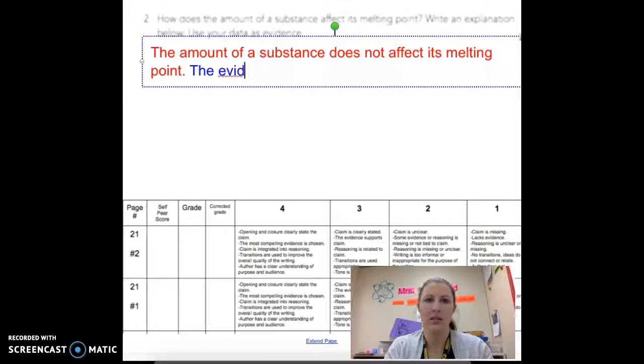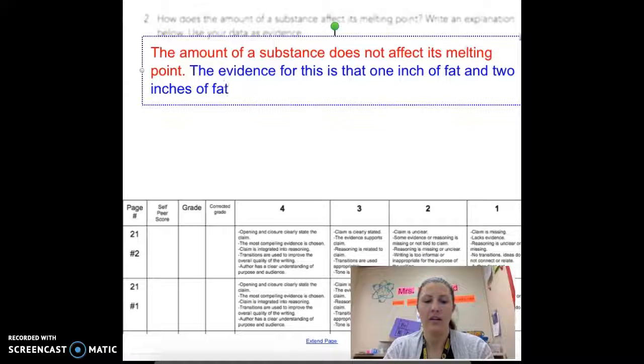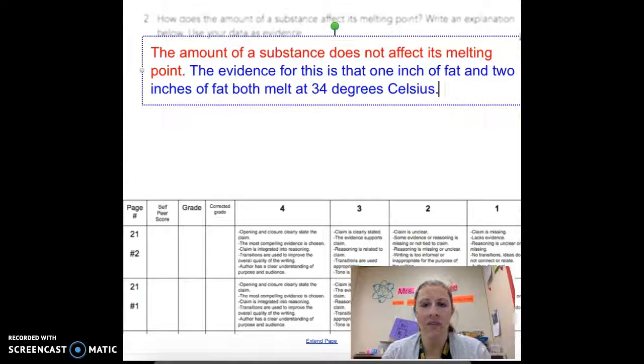The evidence for this is that 1 inch of fat and 2 inches of fat both melt at 34 degrees Celsius. And if you can't figure out the degrees symbol, just write Celsius, or just write degrees. That's totally fine. So that's enough evidence. I really only have one piece of evidence. If I wanted to do a better job and include more evidence, I could include the data about the soap, but I'm not really sure about that soap data, so I'm just going to stick with what I'm sure about.